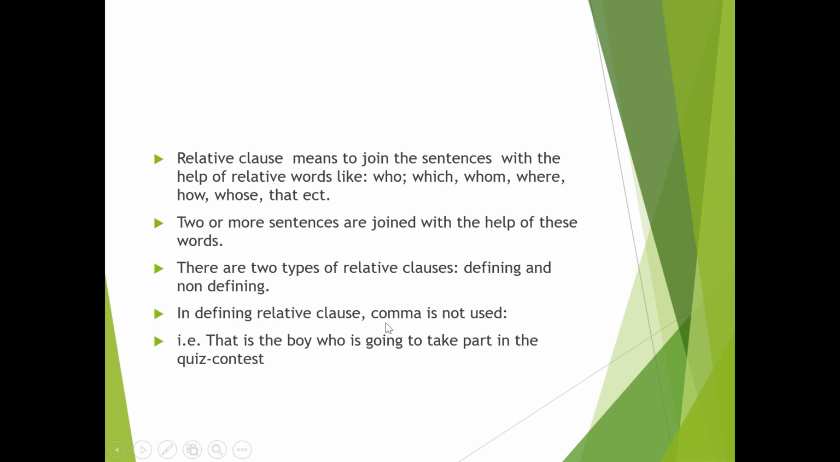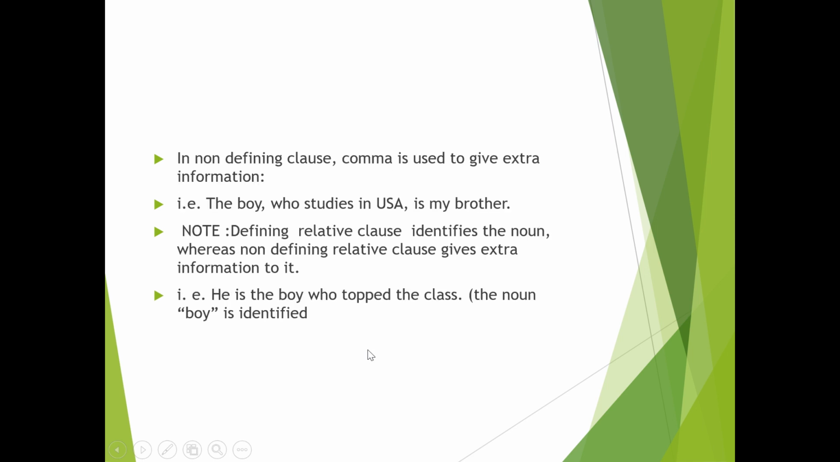In defining relative clause, comma is not used. Definingमा कमाको प्रयोग गरिँदैन. नन डिफाइनिङमा कमाको प्रयोग गरिन्छ. एक्जाम्पलहरूमा कमाको प्रयोग नगर्ने defining. That is the boy who is going to take part in the quiz contest. यहाँनिर कमा छैन यो सेन्टेन्समा. There is no comma used in this sentence. It is called defining.